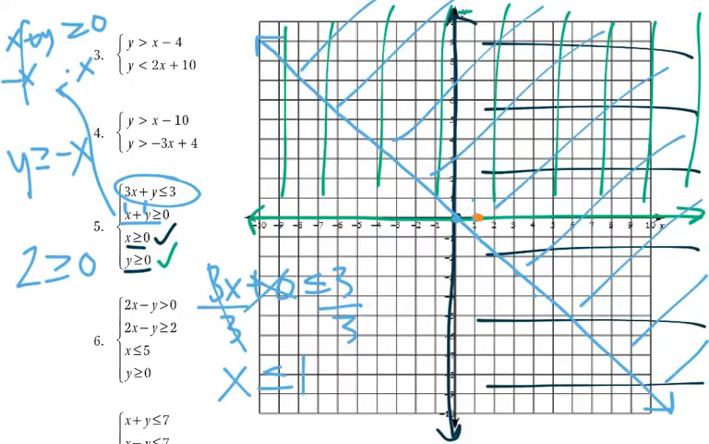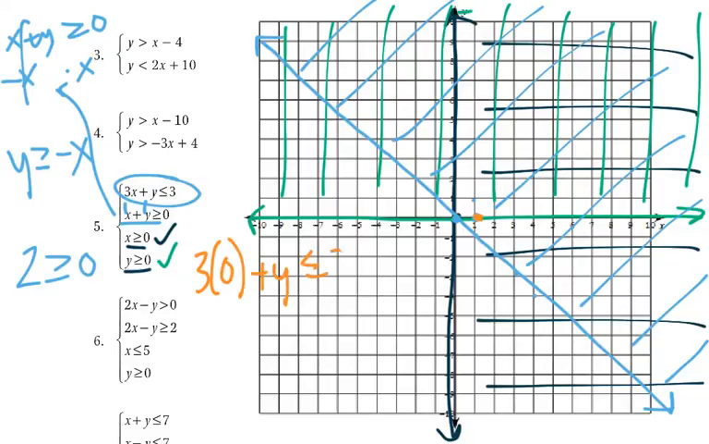Now to find our y-intercept, you make the x 0, so 3 times 0 plus y is less than or equal to 3. That becomes 0. 0 plus y is just y, so we get 3. So I go up to 3. Okay, and draw that point. Now we know it's inclusive, so I draw my line based off that.